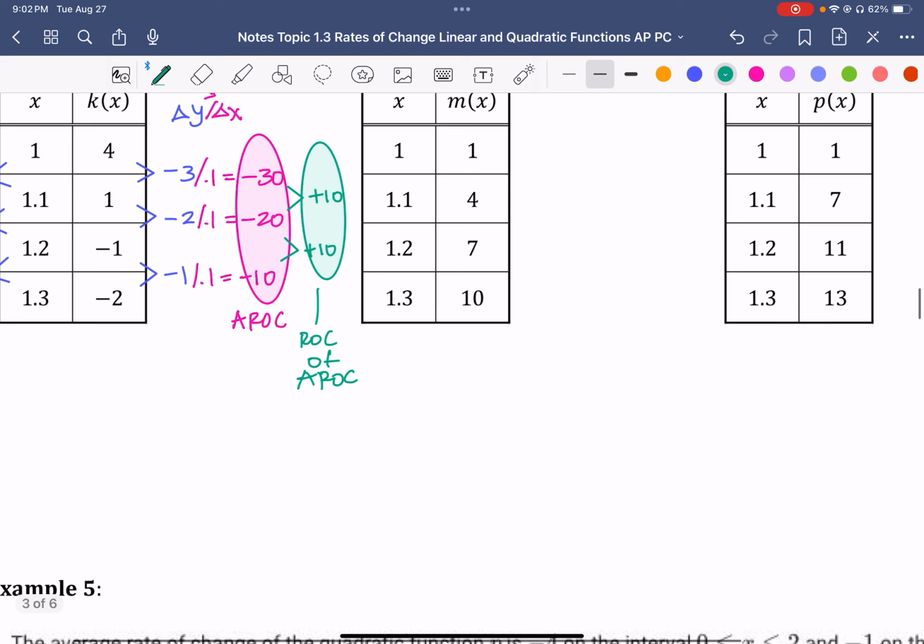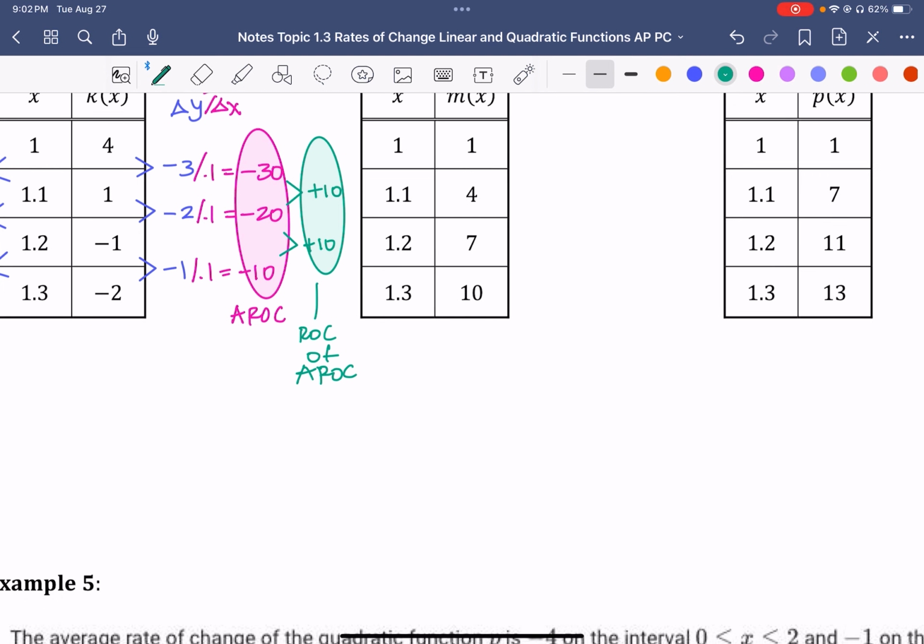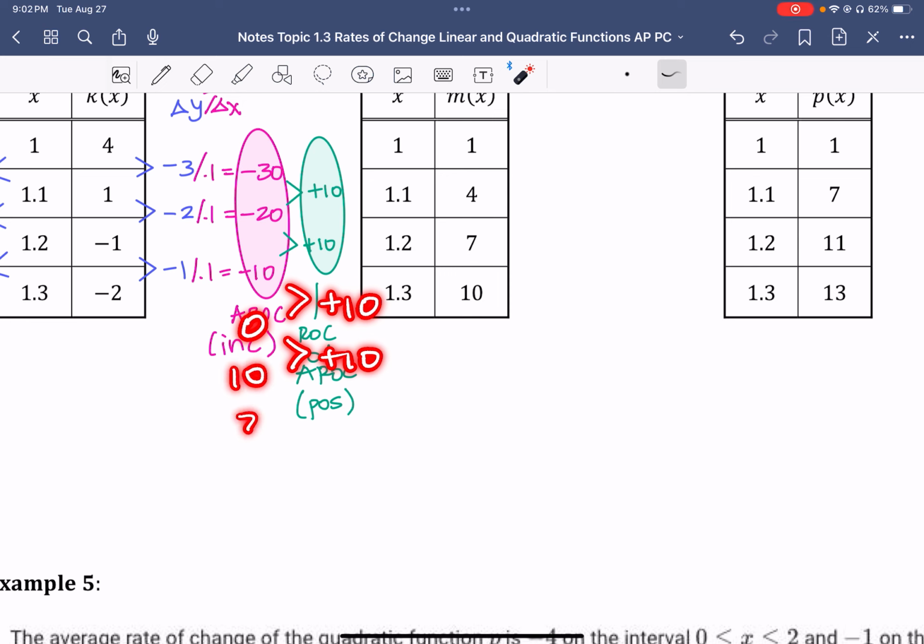Now, this is going to be a little bit different than the other one when we were talking about linear and constant. So I see that the rate of change of my average rate of change is a positive number. If it is a positive number, that means that my average rate of change has to be increasing. Okay, why does it have to keep increasing? Because I'm going to keep adding 10, right? If I add 10 to negative 10, I'm going to be at 0. If I add another 10, I'm going to be at 10, 20, 30, 40, 50, 60, all the way. It's going to keep getting bigger and bigger, all the way into infinity. Okay, so we can say that the average rate of change is increasing because the rate of change of the average rate of change is positive.